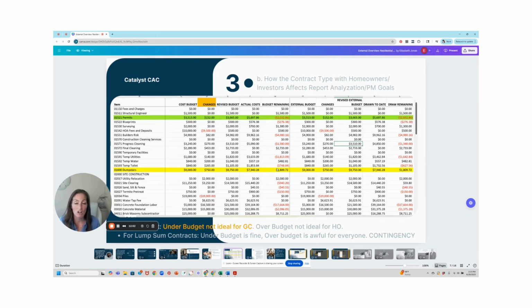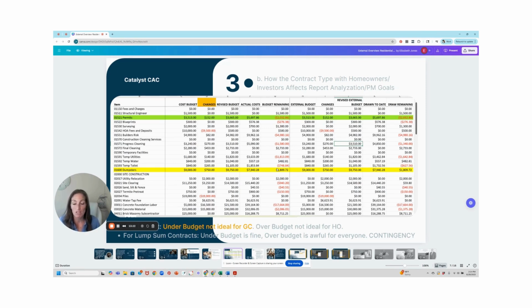The GC in a cost plus contract wants to be accurate, right? They don't want to be under, but they also don't want to be over, because they don't want to cause a lot of headaches for their homeowner. They want to give their homeowner a great customer experience. So they want to be as accurate as possible. So that also would include making sure that you record every change that happens on that contract so that the homeowner doesn't think that they're getting stiffed by being over budget in all these other areas.